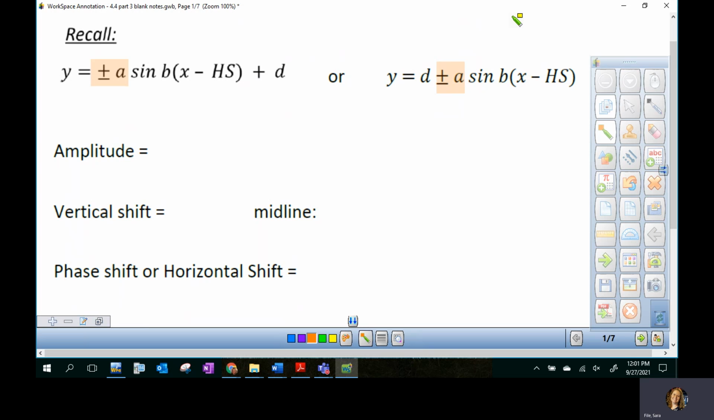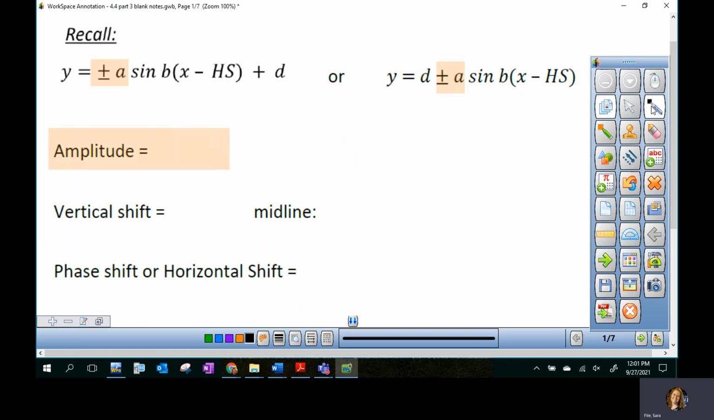Okay, so the amplitude is the absolute value of A, and when you're looking at the graph, that's the half the height. So from the midline up to the maximum, or from the midline down to the minimum, the distance is the amplitude.